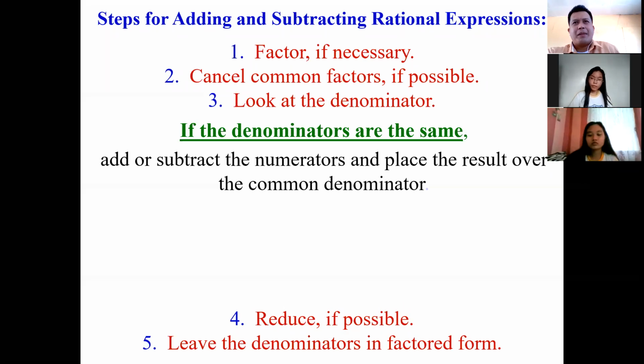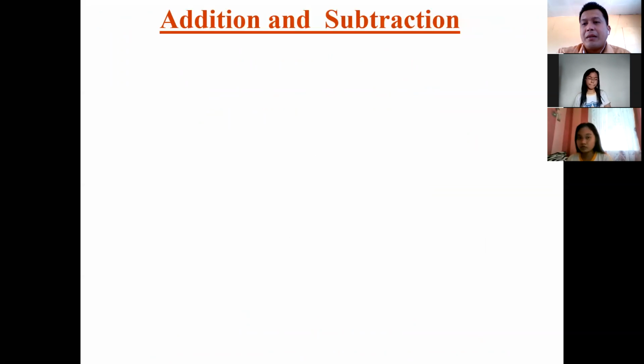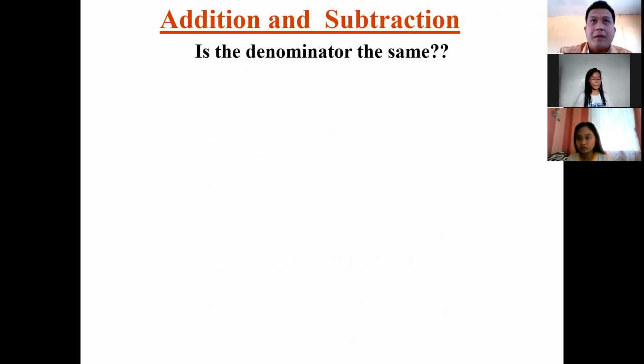So here is a reminder, class. If the denominators are the same, directly add or subtract the numerators if they have a common denominator. If the denominators are different, that's the time you're going to find the LCD. Okay? So, questions regarding the rules? Probably we will have to see the rules with ourselves there now.